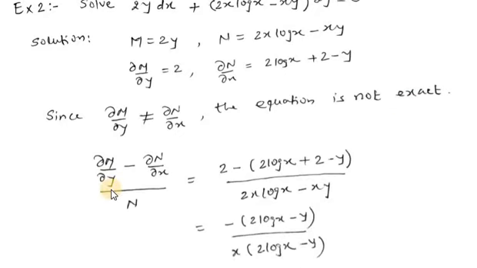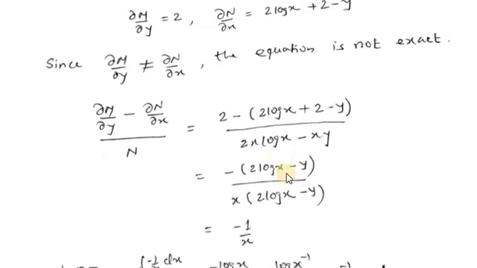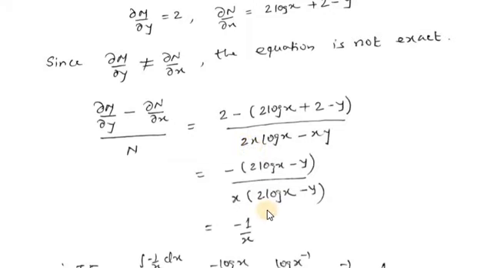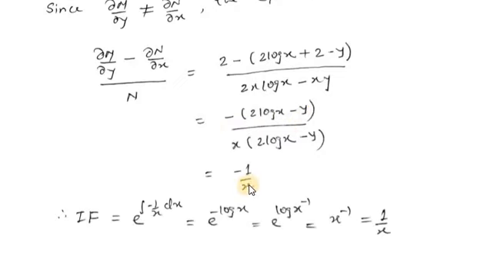Now we will find out (del M by del y minus del N by del x) over N, and this is equals to del M by del y is 2, minus sign as it is, and del N by del x is 2 log x plus 2 minus y, divided by N, N is 2x log x minus xy. So this 2 and this 2 will cancel out, so the result is minus into bracket 2 log x minus y, divided by taking x common into bracket 2 log x minus y. So 2 log x minus y will cancel out, so the result is minus 1 upon x.